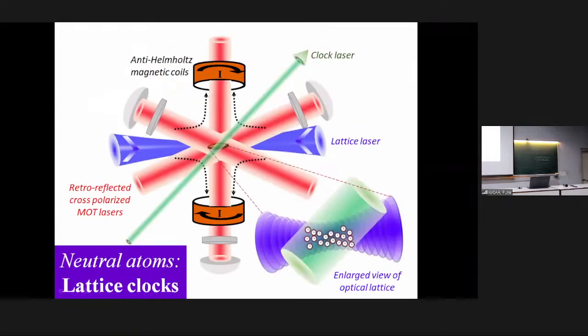Now I am coming to the neutral atoms. In case of neutral atoms, what did I say? You not necessarily have to have a single neutral atom, because there is no Coulomb repulsion, there is no force between the neutral atoms. So neutral atoms can be many. It can be several thousands or even more than that. But you start with again magneto-optical trapping.